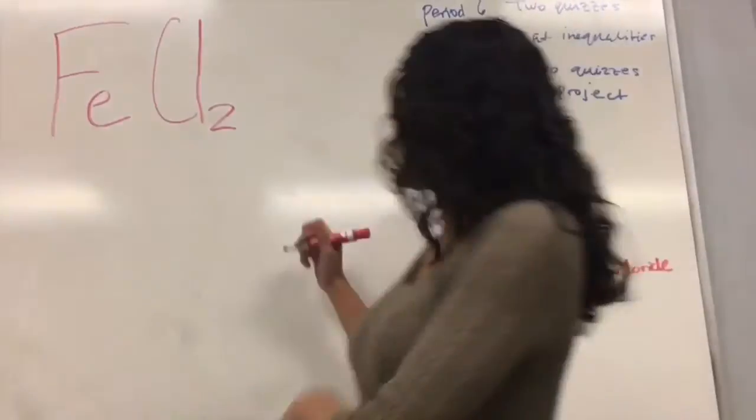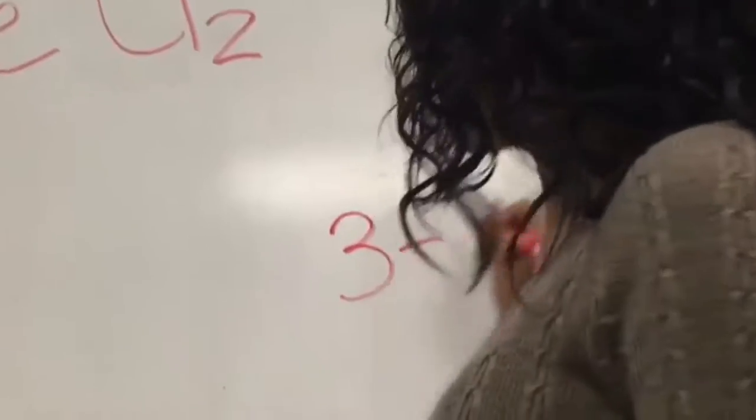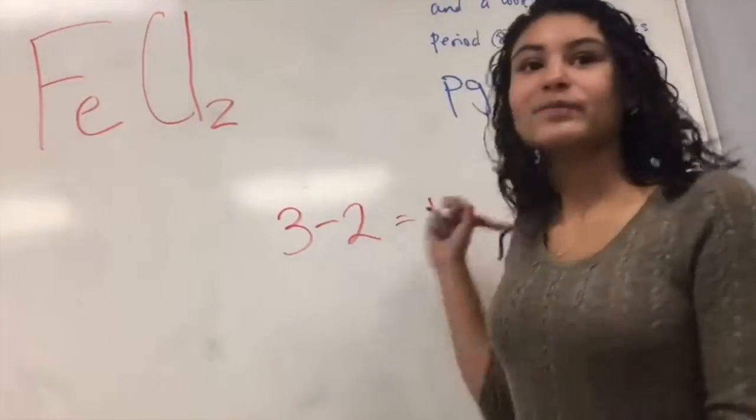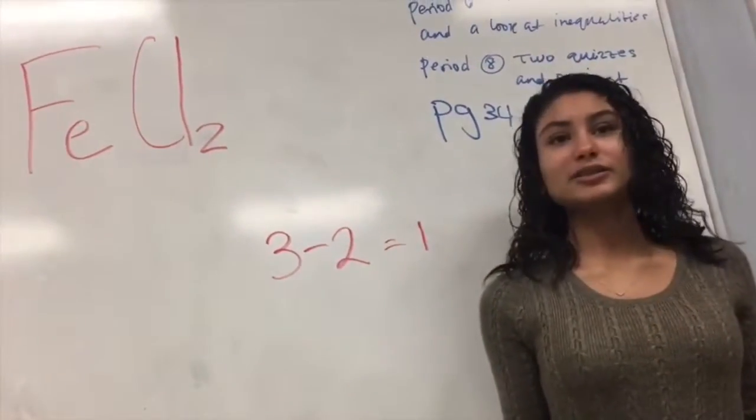Hey Jill, why wouldn't we use the iron with a +3 charge to balance it out? Well, if you have a +3 and a -2, then the sum of that is equal to +1, which makes it a positive charge, making it not neutral. Duh. Well, now that we know that the compound has one iron atom with a +2 charge and two chlorine atoms, each with a -1 charge, how do we write it?